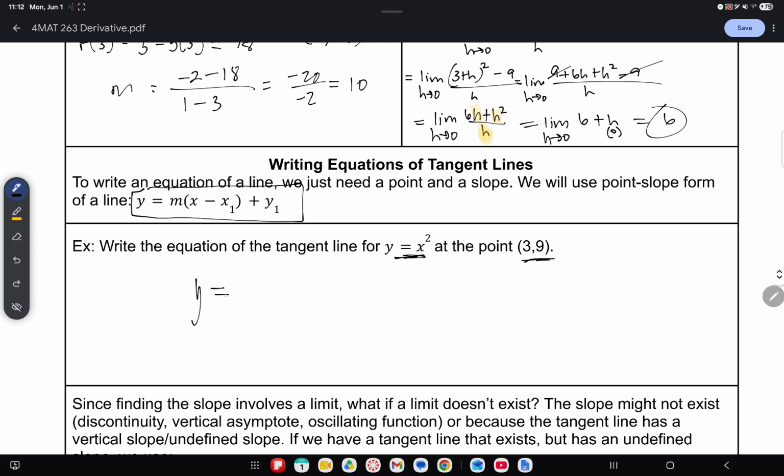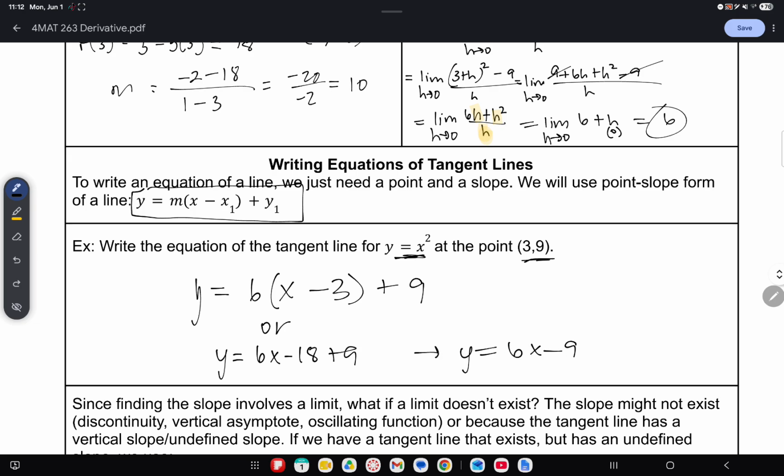So y equals the slope I just found, which was 6 from above, times x minus the x value, plus the y value. And then if you want to distribute the 6 and combine like terms, you can, but we can leave it like this. Or we got y equals 6x minus 18 plus 9, which gives y equals 6x minus 9.